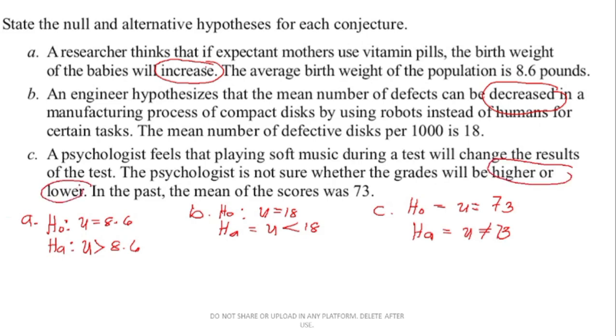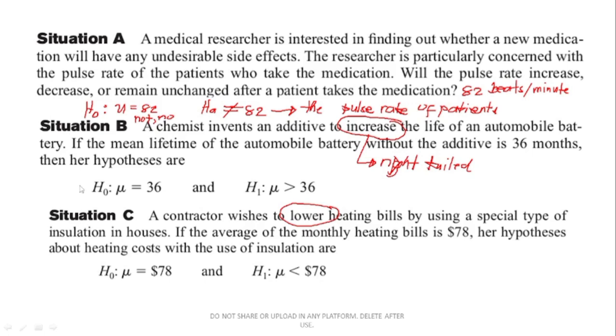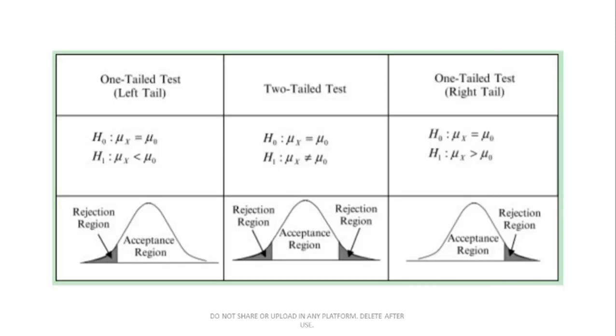Unlike the earlier example in situation A, where the possible outcome is only increase or decrease, here, when the statement contains both increase and decrease words, that is a two-tailed test.